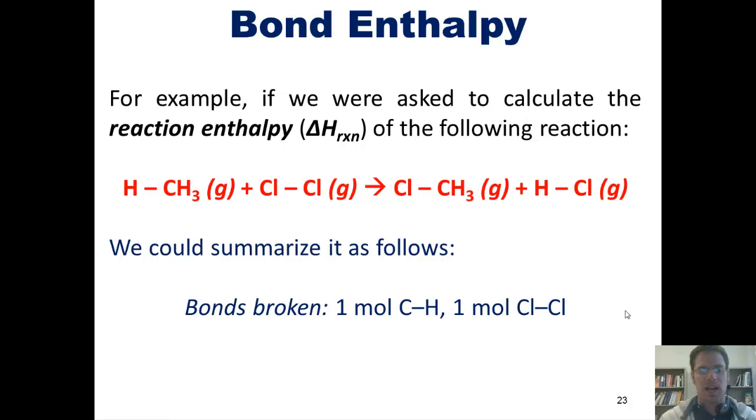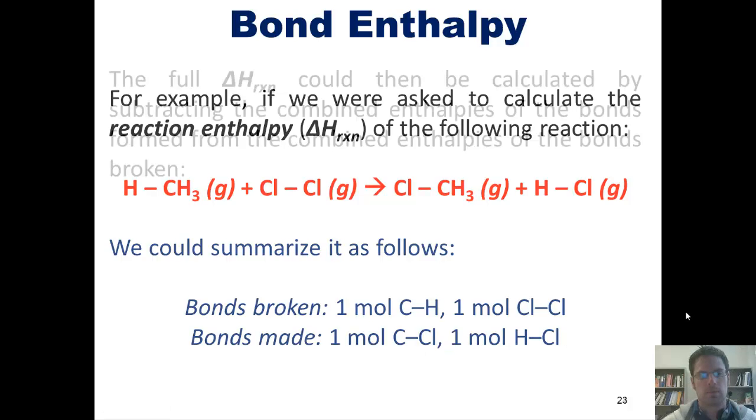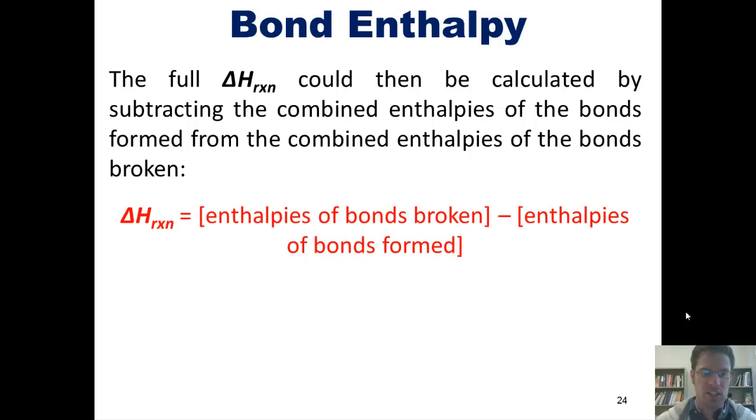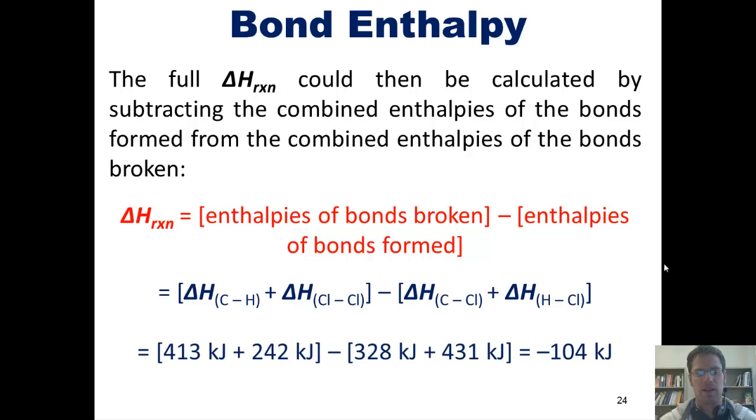As we go to the product side, we end up forming 1 mole of carbon-chlorine bonds and 1 mole of hydrogen-chlorine bonds. The full enthalpy of this reaction is then calculated by subtracting the combined enthalpies of the bonds formed from the combined enthalpies of the bonds broken, according to this equation. For our previous example, that would be the sum of the enthalpies of a carbon-hydrogen bond and a chlorine-chlorine bond, and then subtracting from that the combined enthalpies of a carbon-chlorine bond and a hydrogen-chlorine bond. Using the table I showed you before, we can get those numbers as being the following, and determine that the overall delta H for this reaction is negative 104 kilojoules, which means that it's an exothermic reaction.